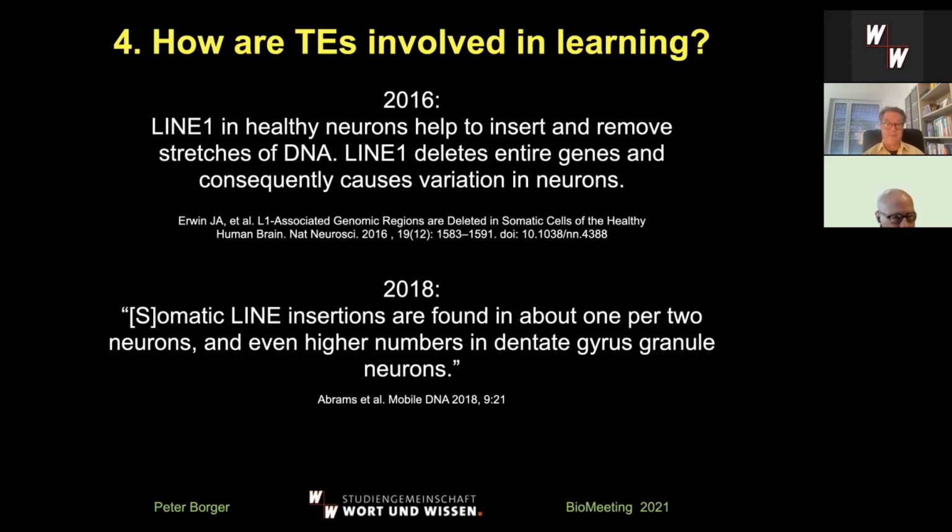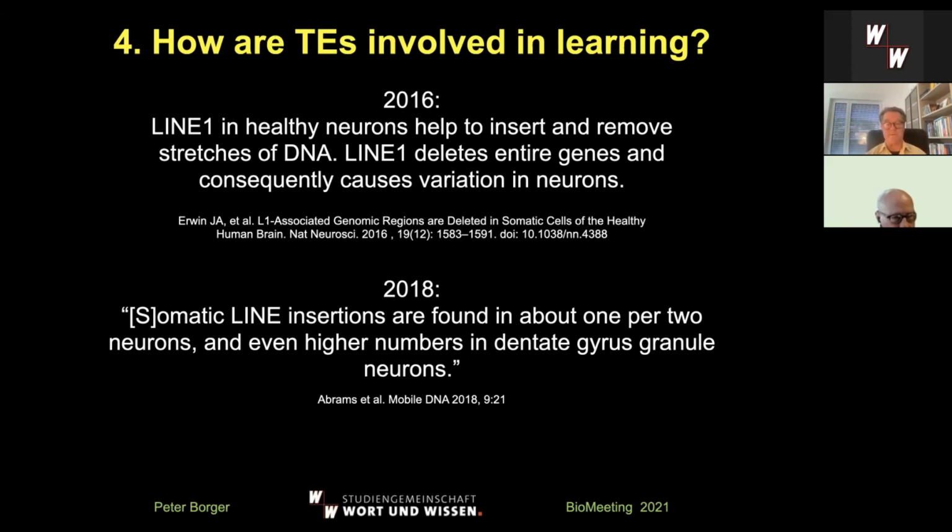In 2018, there was a report that somatic LINE insertions are found in about 1 per 2 neurons, and an even higher number in dentate gyrus granule neurons. This means that the process is not just random, because they compared it to the glial cells, and the glial cells do not have these phenomena.